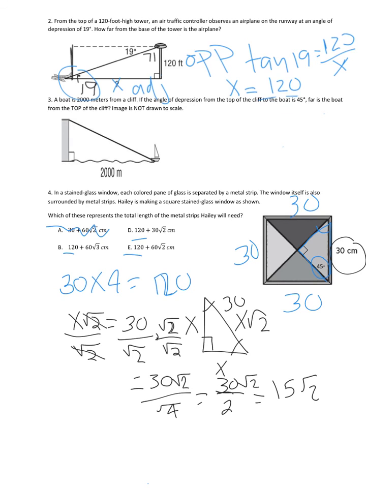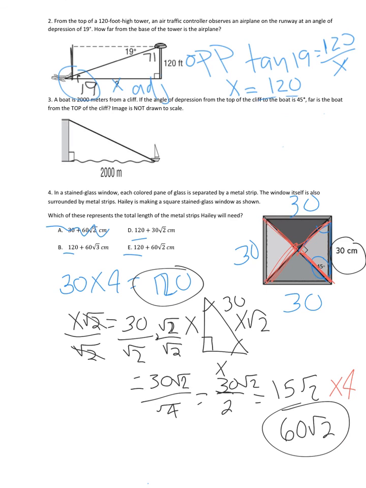Now, on the picture, that represents one side. There's 4 total sides. So it's that times 4. 15 times 4 is 60 square root of 2. Now remember, we have that 120 for the perimeter plus this for the inside diagonal pieces, you have 120 plus 60 square root of 2, which is E.